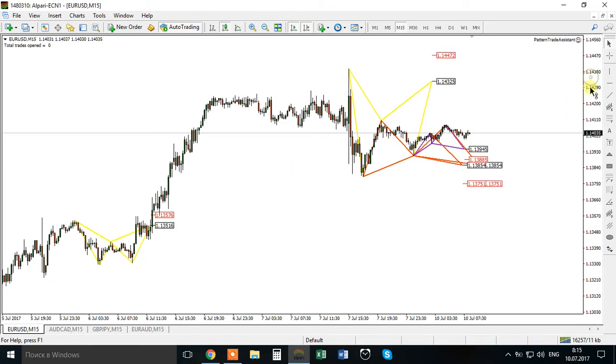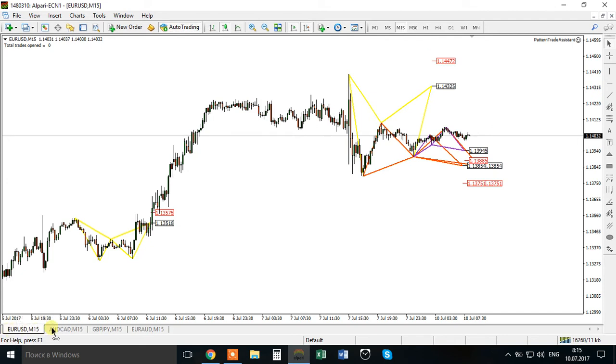Okay, the bad pattern on Euro-Dollar 15 minute looks this way. The entry is 14.32, the stop loss is 14.47. If we go to the upside, then the entry will be triggered, and of course we should look at the price action within the C to D leg, and we should avoid those large candles, stay away from them.